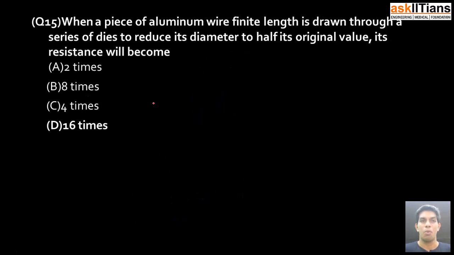It says, when a piece of aluminium wire of finite length is drawn through a series of dies to reduce its diameter to half of its original value, its resistance will become. So let's say the initial length be L and area be A. Now this is initial. The final state is, we have no idea about its length, but its diameter is half. So we can say that the area is now reduced to 1/4 of the original area.